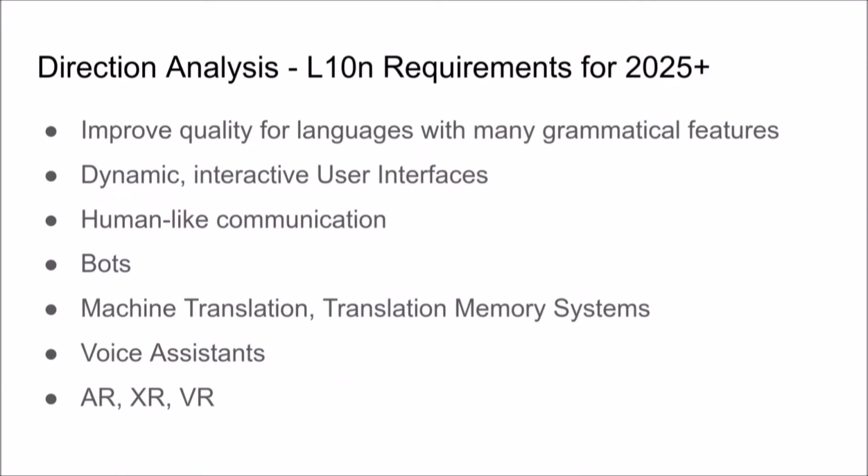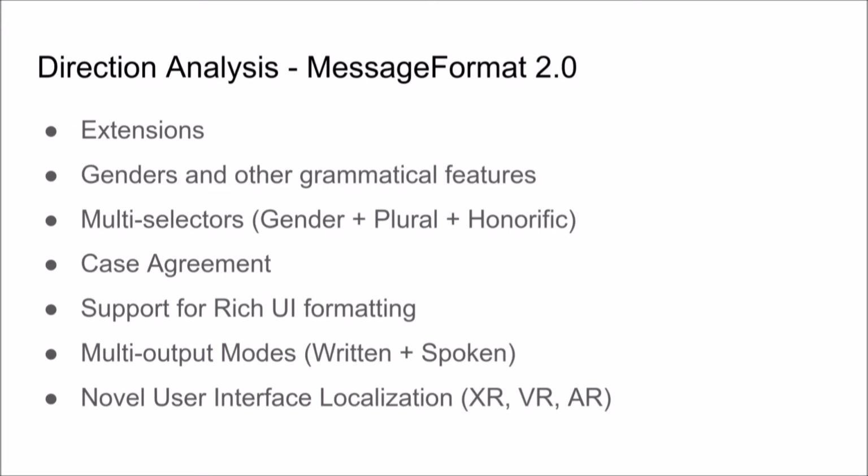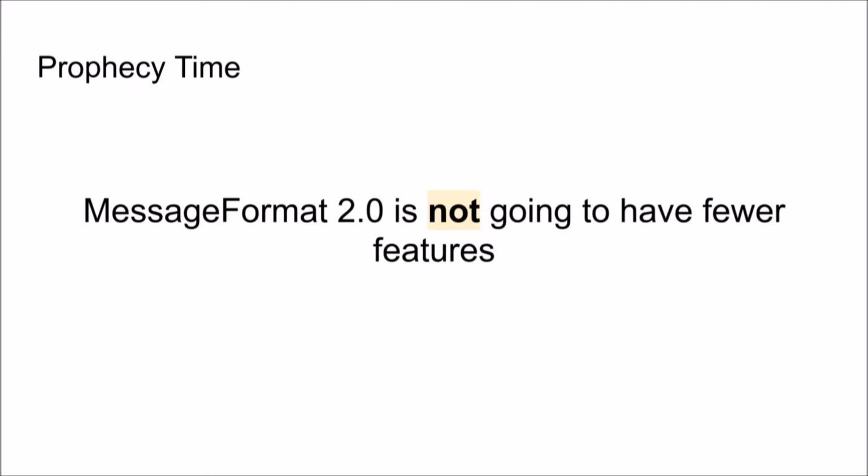And what I'm here to argue in a minute and 50 seconds is that it's not going to get easier. The requirements that I imagine in 2025 for localization systems will include things like human-like communication, bots, machine translation, voice assistants, dynamic interactive user interfaces, and grammatical features in languages that many of us are only now starting to try to tackle technically. Message format 2.0 tackles it with extensions, genders, grammatical features, multi-selectors, case agreements, and so on. And my prophecy is that it's not going to make it easier for a localizer.